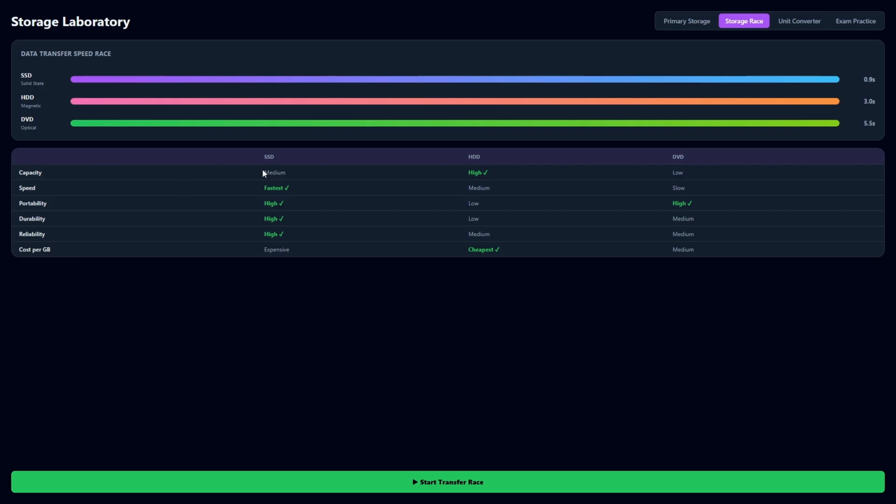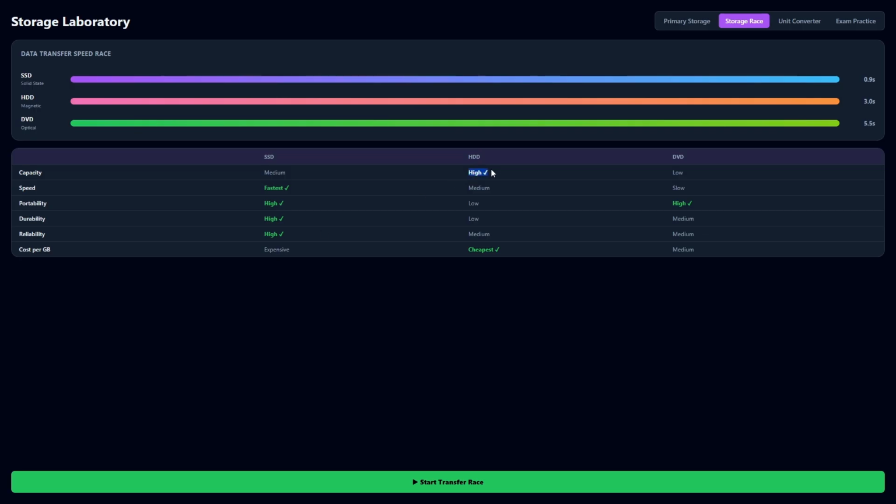So, SSD usually wins in most categories. It's the fastest, it's highly portable, it has no moving parts, durability is very high, reliability is very high, but it is the most expensive, and capacity is high, but not as high as HDD magnetic storage devices. So in most cases, SSD is the most reliable.